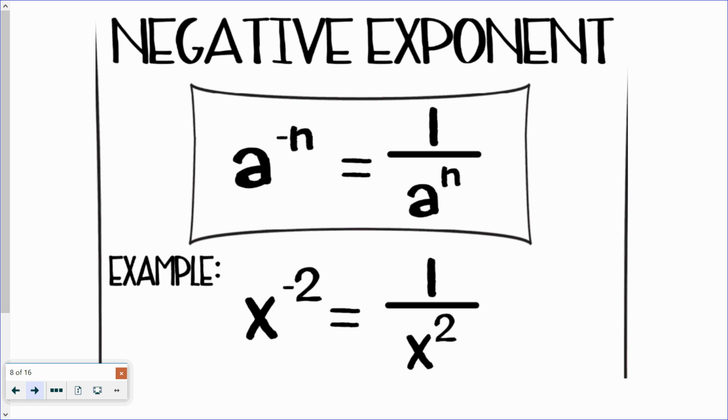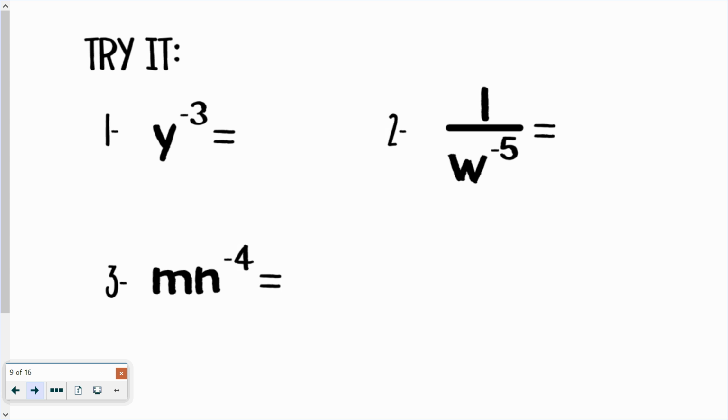Okay. Then we have the negative exponent rule. So if I have anything raised to a negative exponent, it drops down into the denominator. So like a to the negative n becomes 1 over a to the nth power. So x to the negative 2 became 1 over x to the second power. Okay, so try these few.